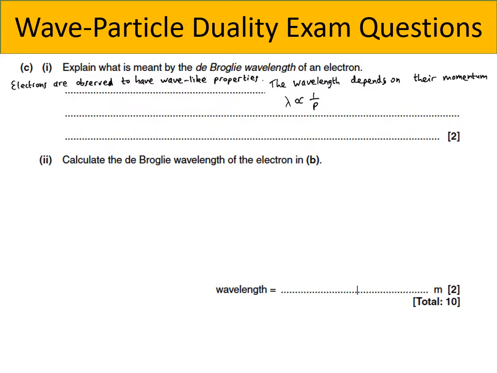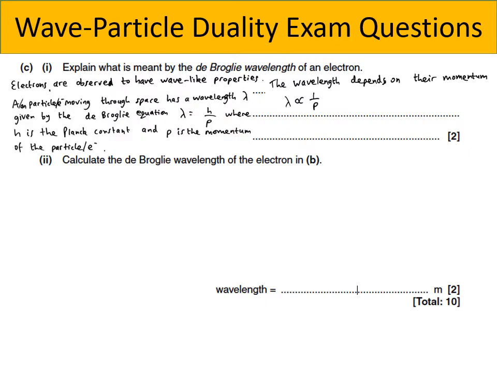There is another way of defining this as well, so it's just a case of which you prefer. Sometimes they don't ask you to explain what is meant by the de Broglie wavelength of an electron. They sometimes ask you to explain what is meant by the de Broglie wavelength of a particle. So in that case, depending on which it is, you could either say an electron or a particle moving through space has a wavelength lambda given by the de Broglie equation. Lambda is equal to h divided by p, where h is Planck's constant and p is the momentum of the particle or the electron, depending on which they asked you to explain. Either of those two definitions would be fine. Just depends which one you prefer.